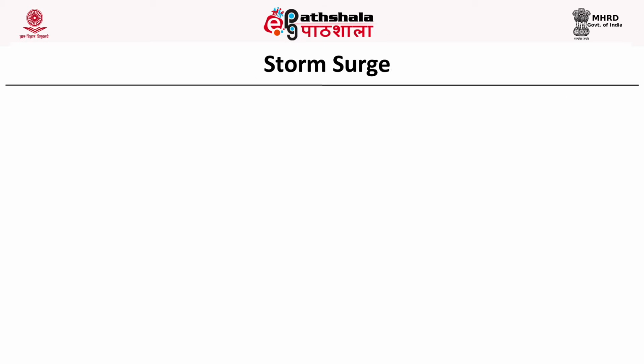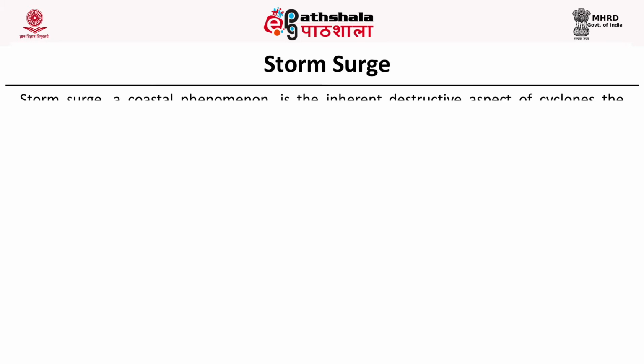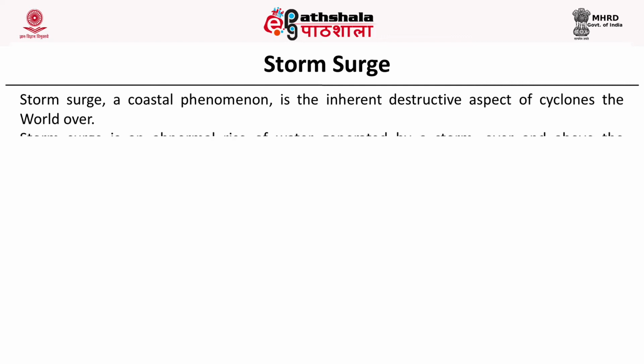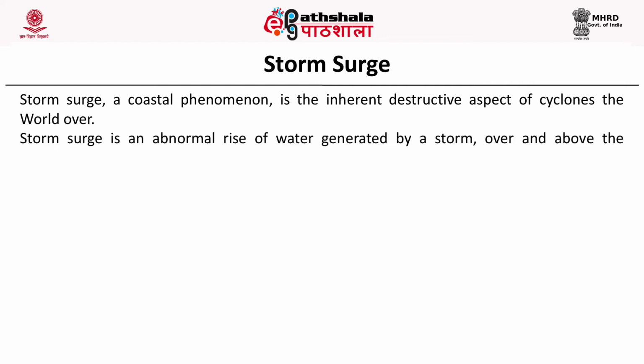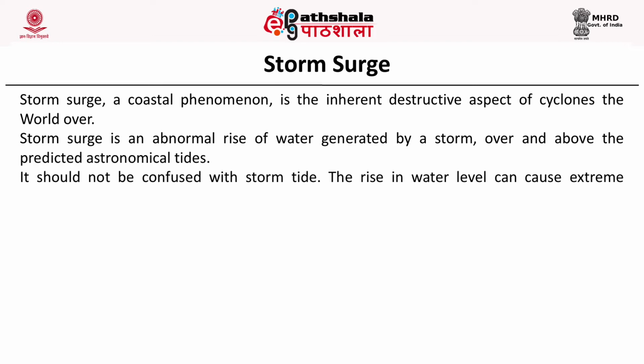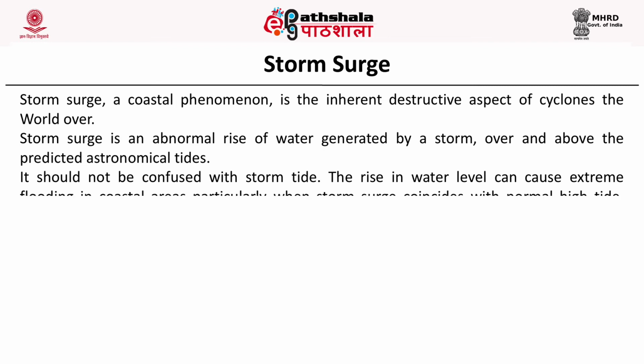The next one is storm surge. It is a coastal phenomenon and is the inherent destructive aspect of cyclones the world over. Storm surge is an abnormal rise of water generated by a storm over and above the predicted astronomical tides.